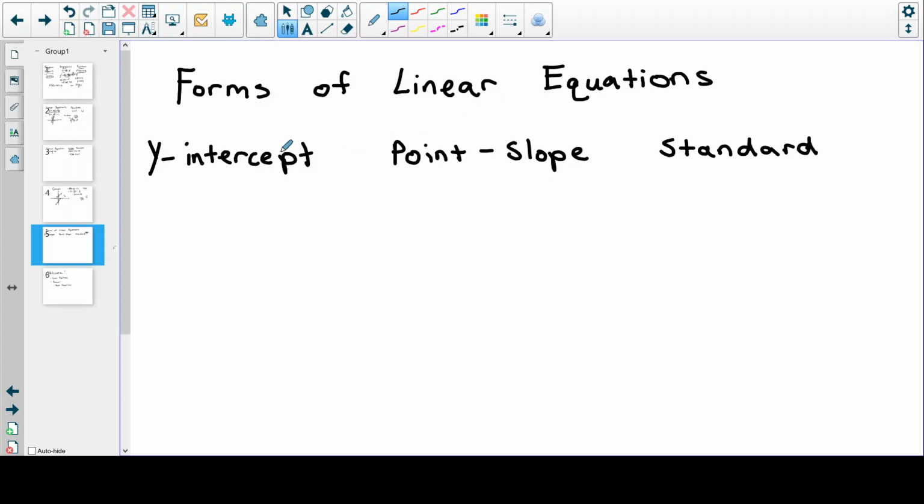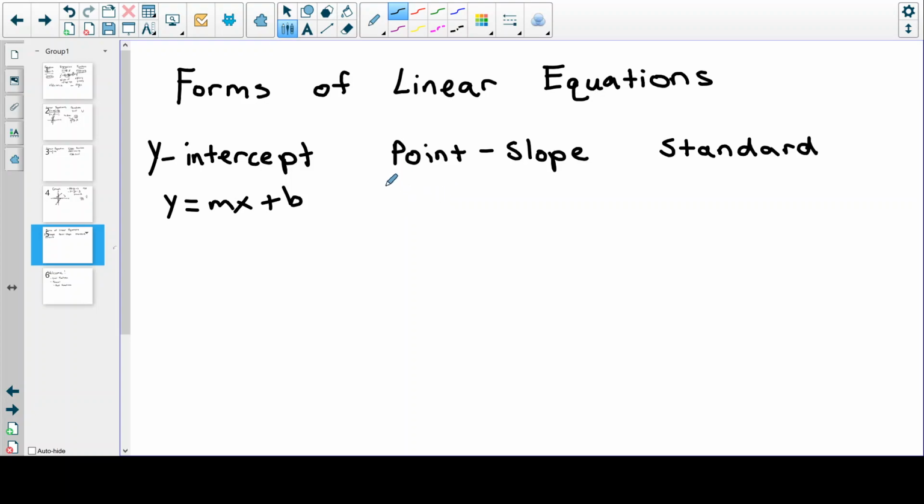Today we're going to go over forms of linear equations. So there's three main types of linear equations you need to know. The first being the y-intercept form, which is what we've covered before, which is in the form of y equals mx plus b, which were in previous videos showing how to graph and what it means.